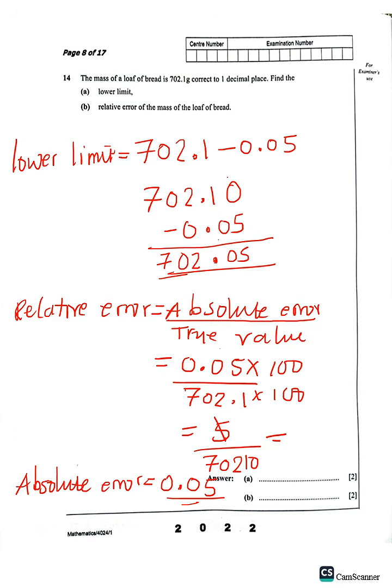So 5 into 5 is 1 over. So 5 into 70, 35. Then 5 into 210, that is 105. So this is our final answer.